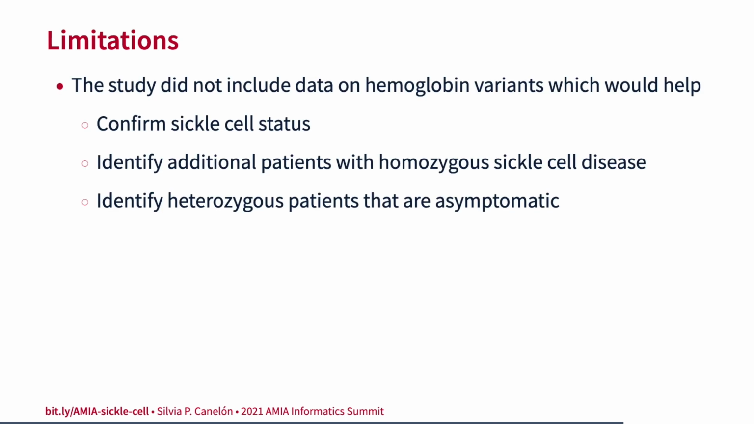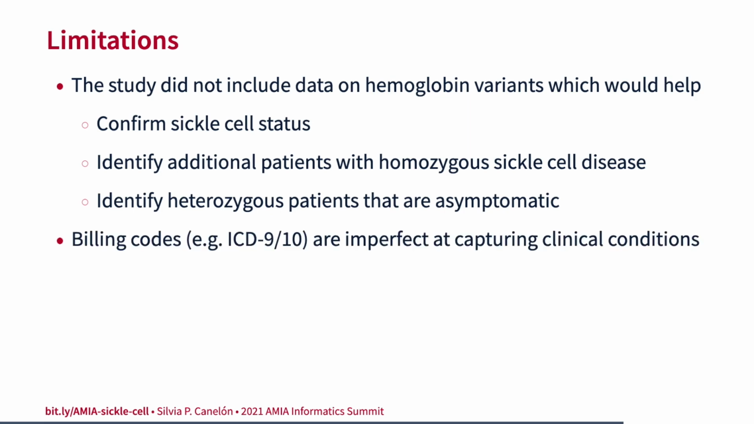Some of the limitations of this study include that we didn't include data on hemoglobin variants, which would help confirm sickle cell status, identify patients with homozygous sickle cell disease, which is the most severe form, and identify heterozygous patients that are asymptomatic. In addition, as I'm sure this audience knows, billing codes like ICD-9 or ICD-10 are imperfect at capturing clinical conditions.